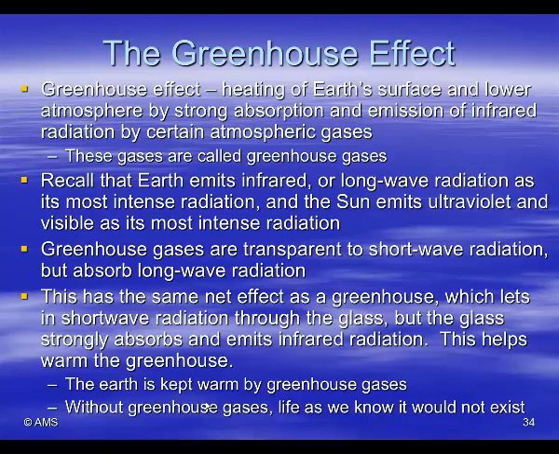So the sunlight comes in. It's at a wavelength that the atmosphere doesn't pick up very well, so it doesn't absorb that energy very well. It hits the Earth's surface. The Earth's surface warms and radiates out energy at a longer wavelength, which can be absorbed by the atmosphere, especially these greenhouse gases. Greenhouse gases are transparent to the shortwave radiation coming in, but they absorb the longwave radiation being emitted by the Earth.